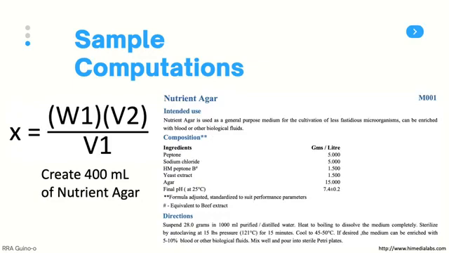Let's now have some sample problems. Here you have the manufacturer's instructions for nutrient agar, and the directions say to suspend 28 grams in 1000 ml of purified or distilled water. How much nutrient agar powder do you need for 400 ml of media? I'll give you a minute to pause here, and you can come back to find out the answer.